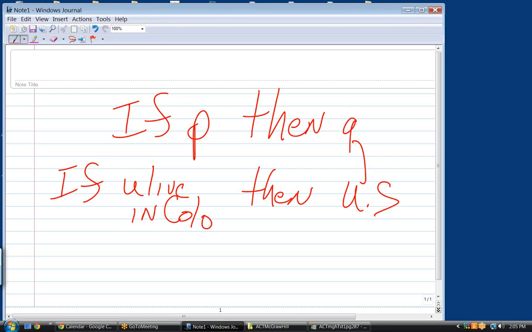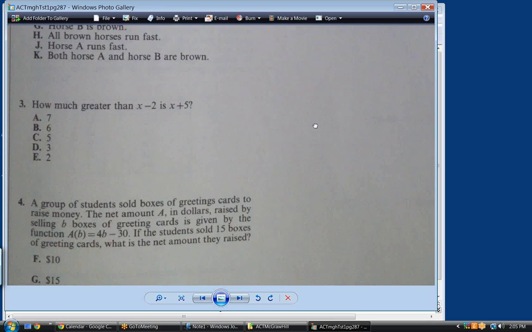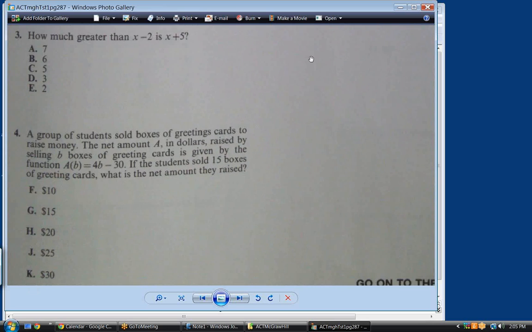So the most common mistake people make when they see an if P then Q statement is to assume that if Q then P. And notice that that's what H says. In other words, the statement said all horses that run fast are brown, and H says all brown horses run fast. So that's kind of saying if Q then P. It's a subtle point and one that we don't need to spend a whole lot of time on. Nope, I got it. Let's go to 3.